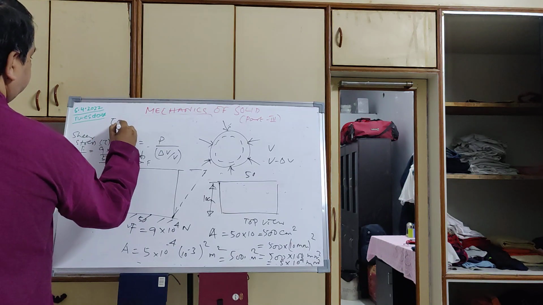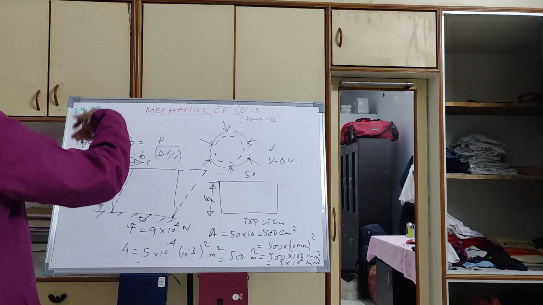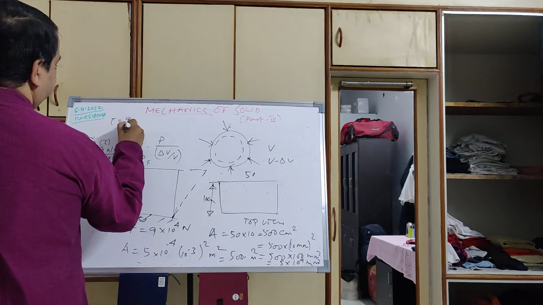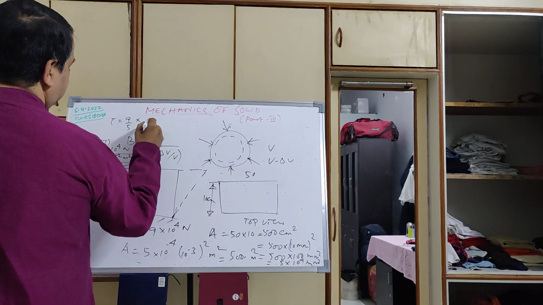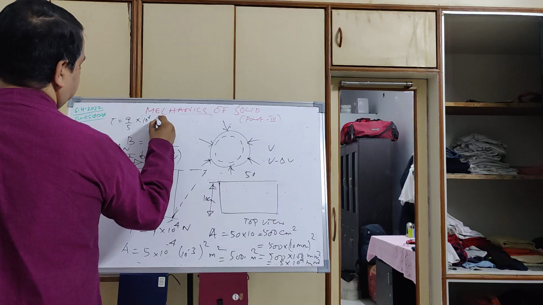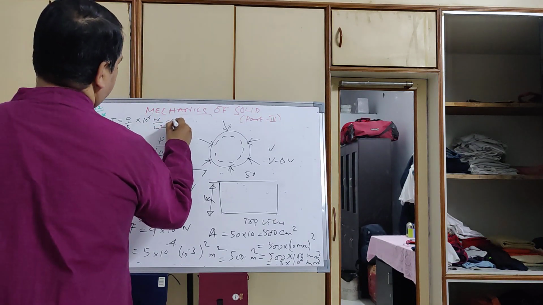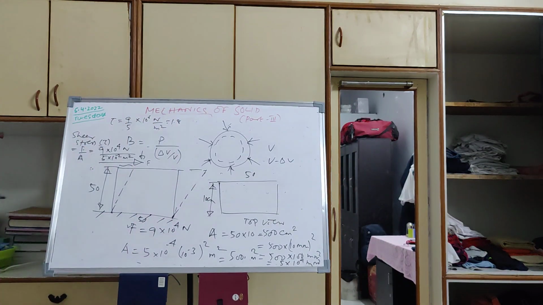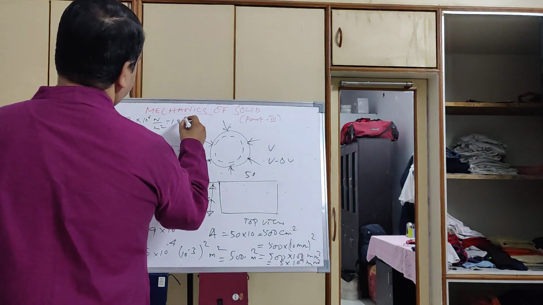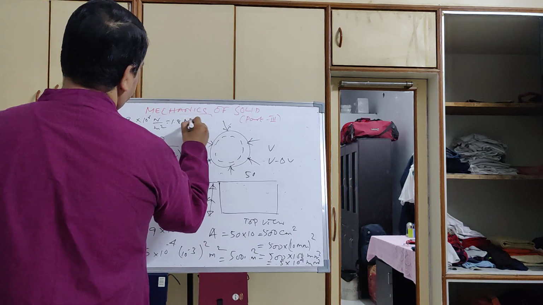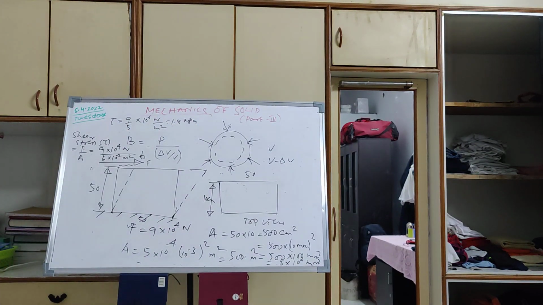So when the 10 to the minus 2 goes up, it becomes 9 by 5 into 10 to the power 6 Newton per meter square. 9 by 5 is nothing but 1.8. So it is 1.8 megapascal, that is 10 power 6 Pascal.